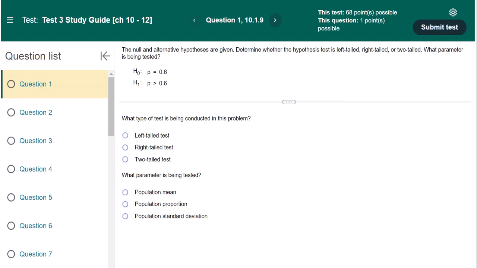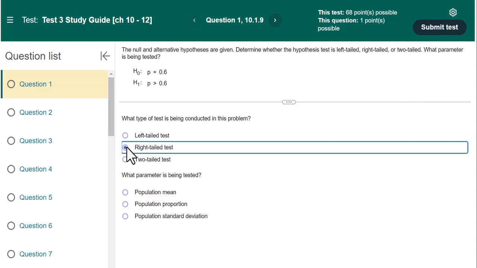Since you see in H1, P is greater than 0.6, a greater sign means it's a right-tail test. And what population parameter are we testing? We're testing P, which is called the population proportion.